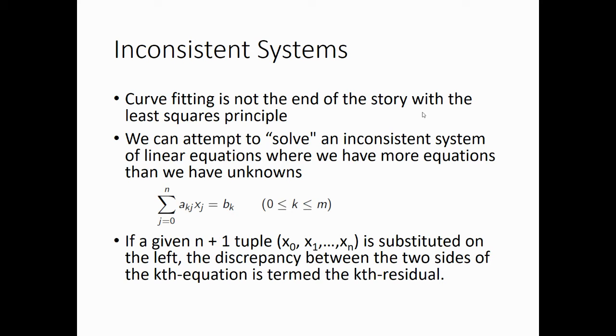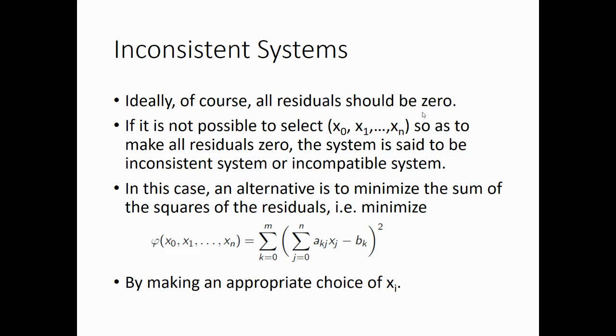So, curve fitting is not the end of the story with the least squares principle, even though that's what we focused on in 9.1 and 9.2. We can also use it to solve an inconsistent system of linear equations where we have more equations than we have unknowns. If we're given an n plus 1 tuple and substitute on the left, the discrepancy between the two sides of the kth equation is termed the kth residual. Ideally, of course, we'd like all these residuals to be zero, so we have an exact solution.